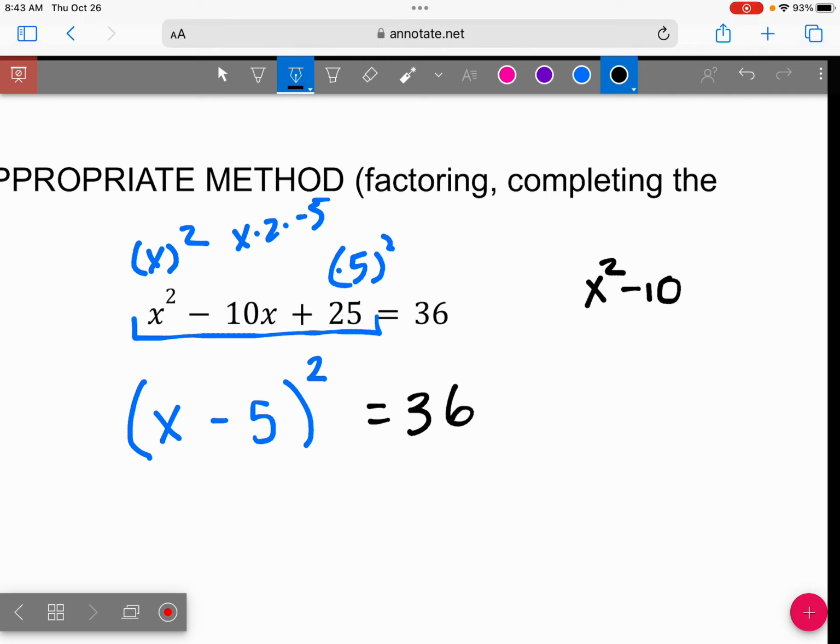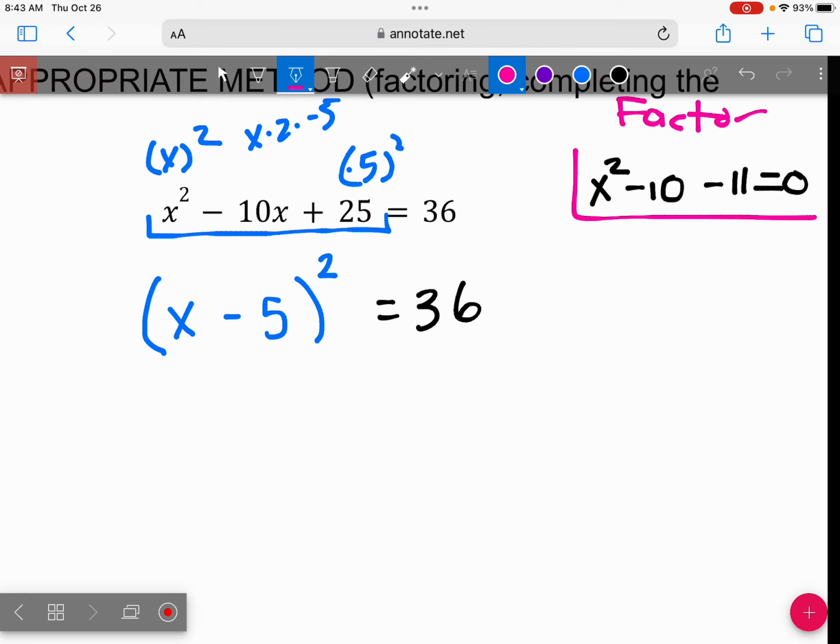You could absolutely also set this equal to 0 by subtracting 36 and getting, I haven't done that one yet, 25 minus 36. I want to say it's 9? Or is it 11? It's 11. Minus 11 equals 0. You could do it this way and then factor. This is totally fine. It will still factor here. You could X and box it. You will get the same answers.